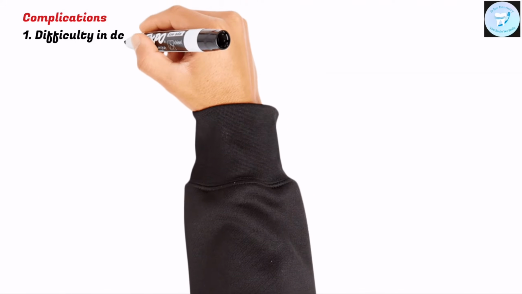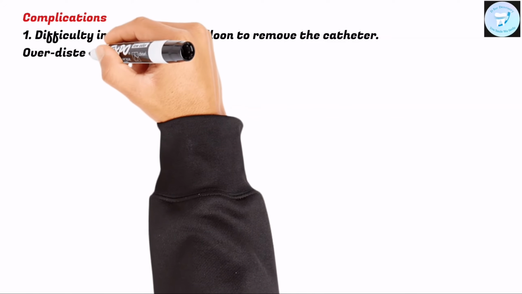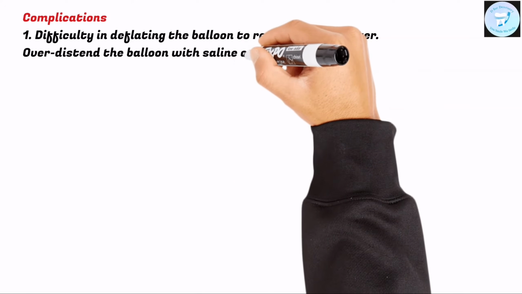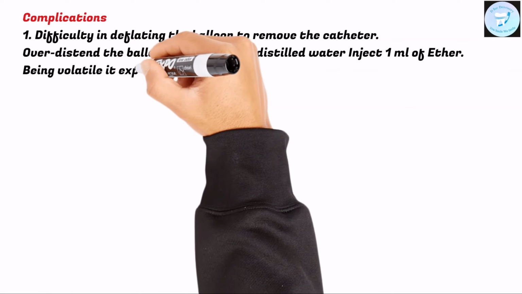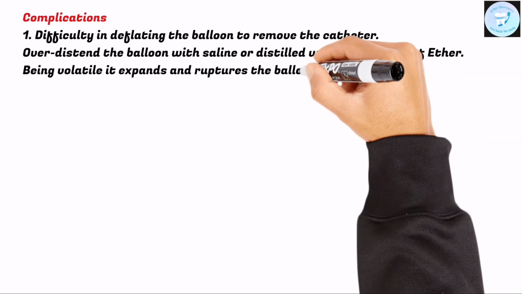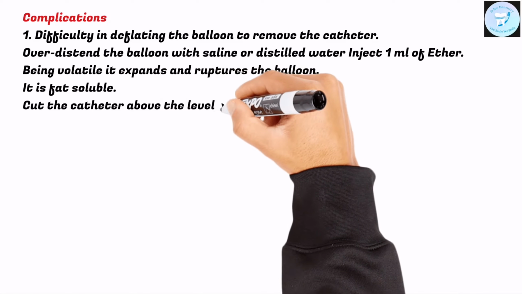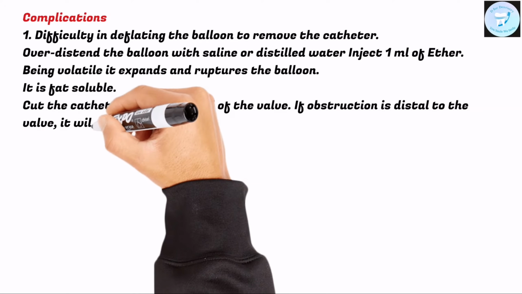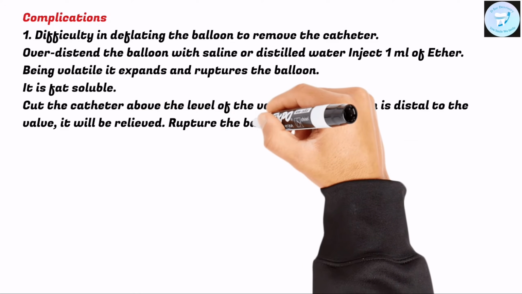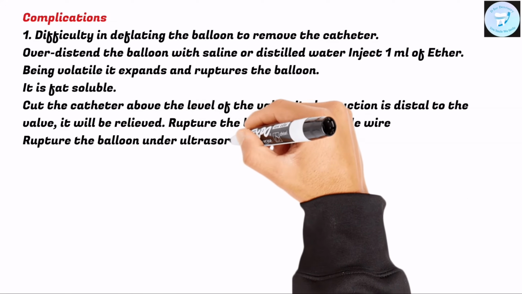Now comes the complications. First, difficulty in deflating the balloon to remove the catheter. Overdistend the balloon with saline or distilled water. Inject 1 ml of ether. Being volatile, it expands and ruptures the balloon. It is fat soluble. Cut the catheter above the level of the valve. If obstruction is distal to the valve, it will be relieved. Rupture the balloon under ultrasonographic guidance.